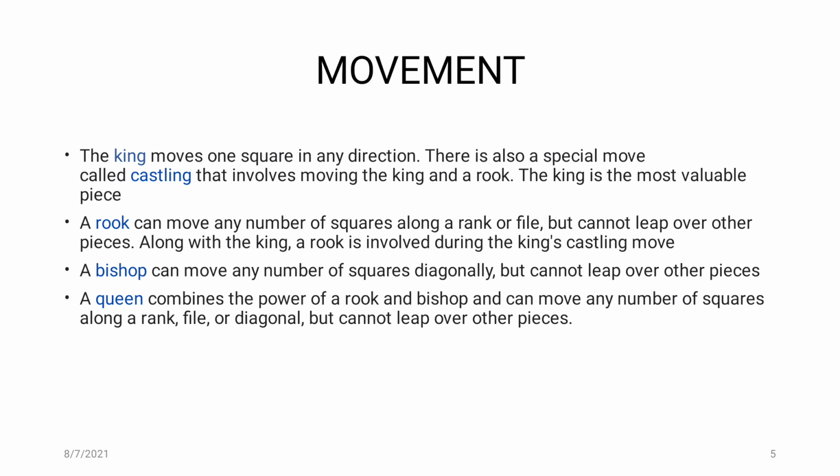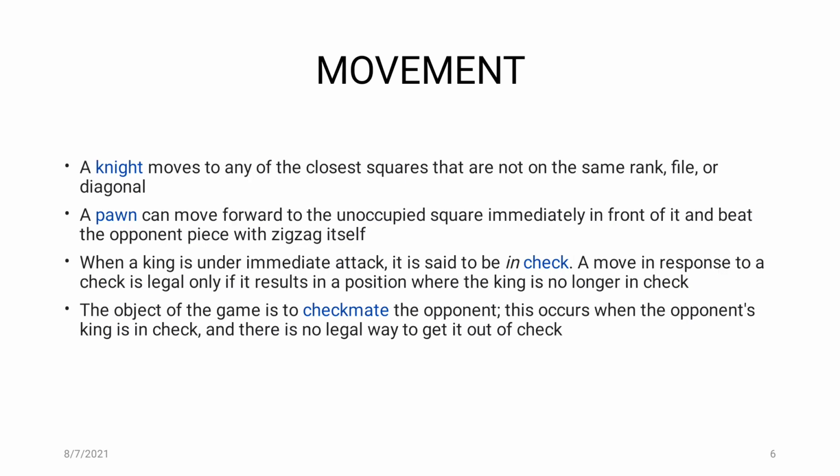A bishop can move any number of squares diagonally but cannot leap over other pieces, which is the camel. A queen combines the power of rook and bishop and can move any number of squares along a rank, file, or diagonal, but cannot leap over other pieces. After the king, the queen stands as the second most valuable piece on the chessboard.